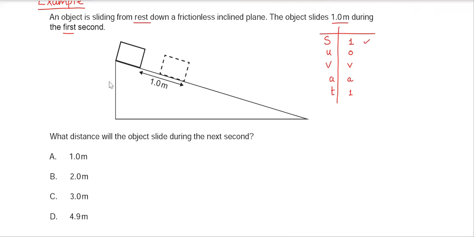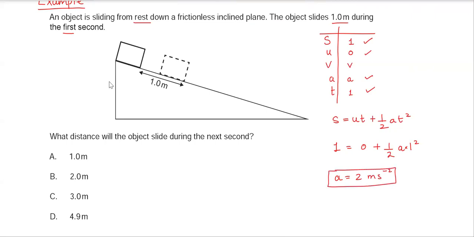So if I'm not interested in velocity, I can use this equation, S is equal to UT plus half AT squared. The displacement will be 1, initial speed will be 0, so this term is 0, this is half, and the acceleration and the time taken is 1 second. So you will see that from this equation, acceleration you will get 2 meter per second squared. Now if this is the acceleration, how will that help us find the distance traveled in the next 1 second?